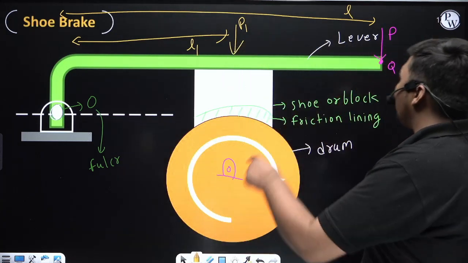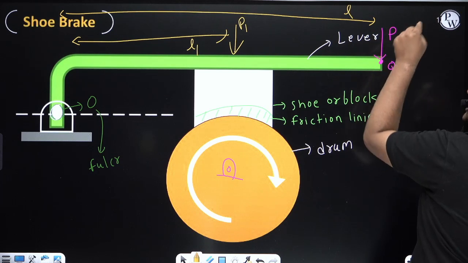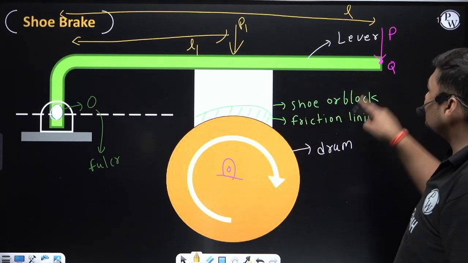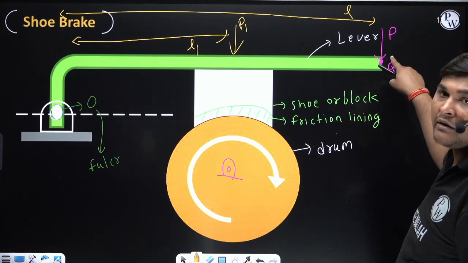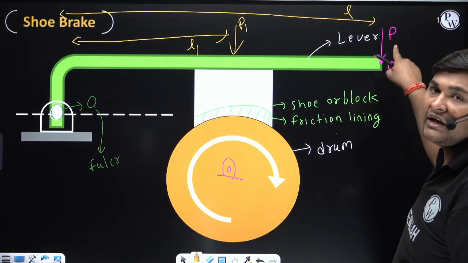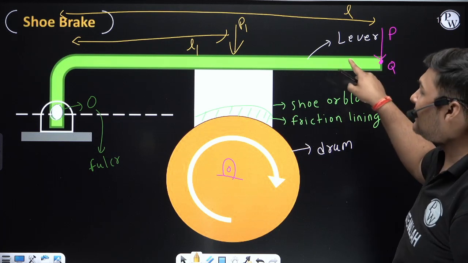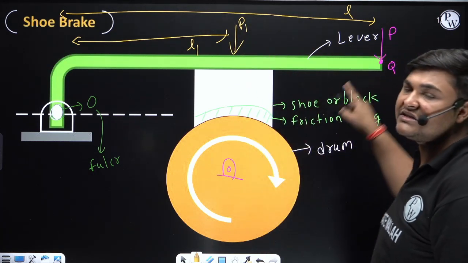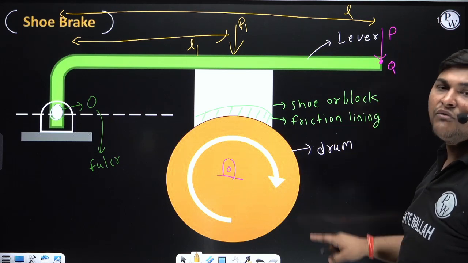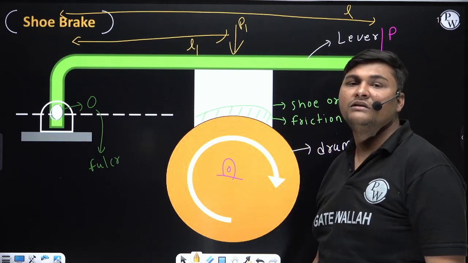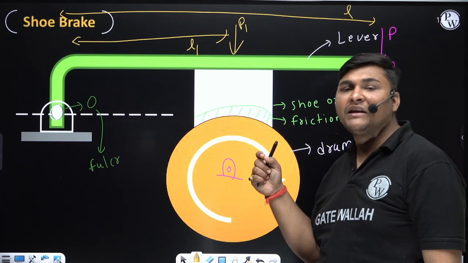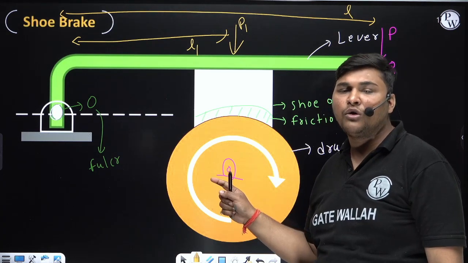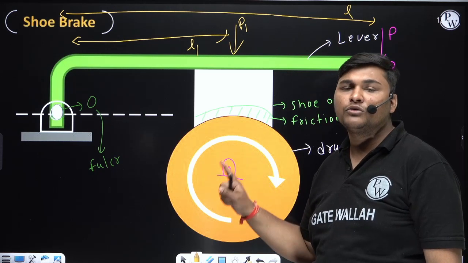It means if I apply braking effort here, with the same braking effort I will get more braking action in this drum. Applying braking effort at this point is better than applying braking effort at that location, because by applying the same braking effort at this location we get more braking action in the drum. Braking action means the action by which we reduce the motion of the drum, or completely stop the motion of the drum.